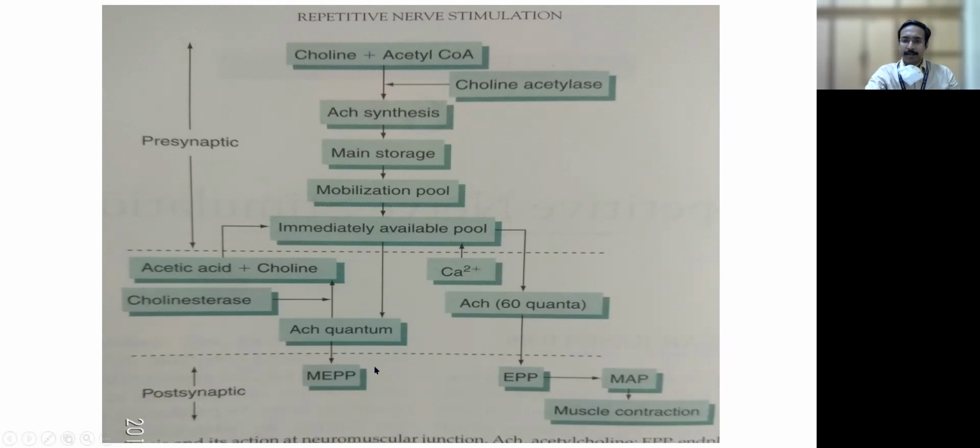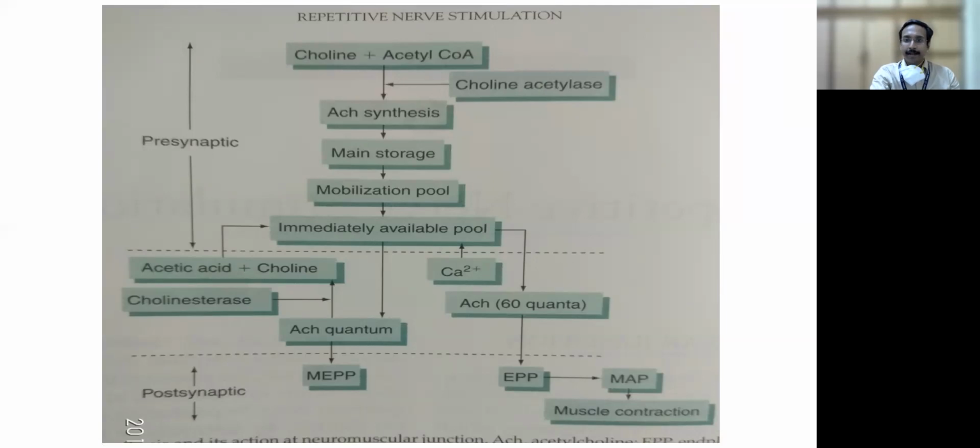Now, what happens in myasthenia gravis is the receptors are either not there or they are not functioning, or the acetylcholine is not able to bind to them. Because of that, whatever pool of acetylcholine is coming out into the synaptic cleft is not able to bind, and that is why certain muscles fail. Enough end plate potentials are not being developed, and because end plate potentials are not reaching the threshold, the muscle fiber will not contract, and therefore there is weakness.